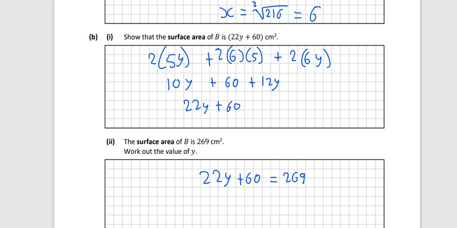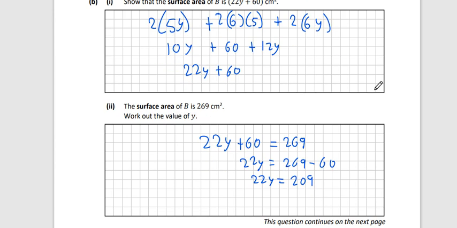If I bring the 60 over to the other side, 22y is equal to 269 minus 60, which is 209. And I divide then by 22. And that gives me 9.5.